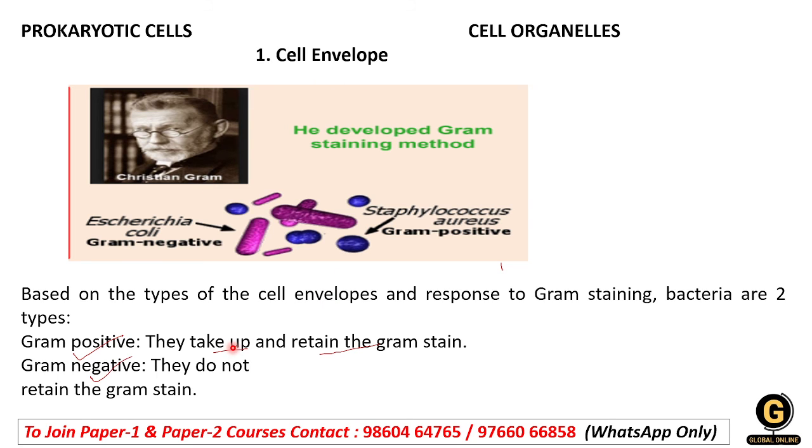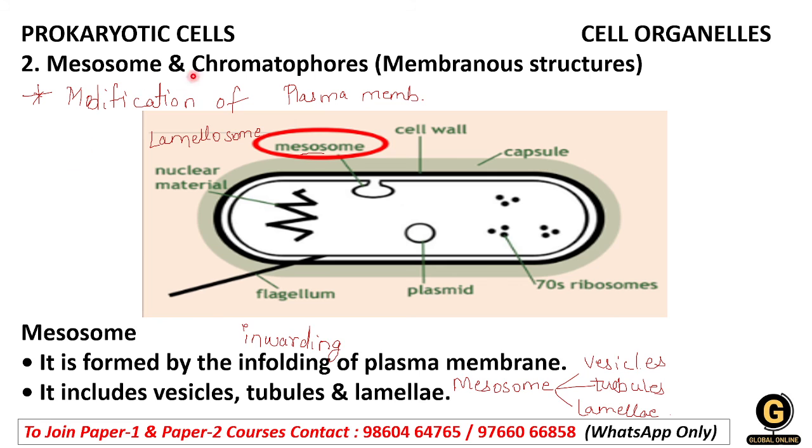Then we saw the gram staining of bacteria. Depending on the two types, if they take up and retain the gram stain, they are called gram-positive. If they do not retain the stain, they are called gram-negative bacteria. Then we saw the mesosome and chromatophores. These are modifications of the plasma membrane because they are formed by the infolding of the plasma membrane.